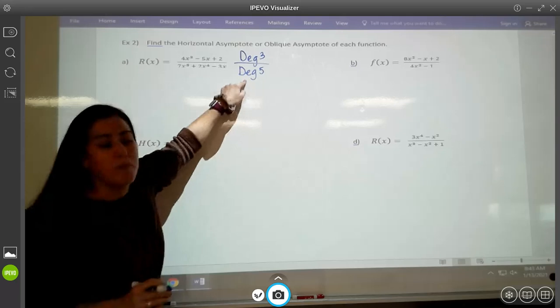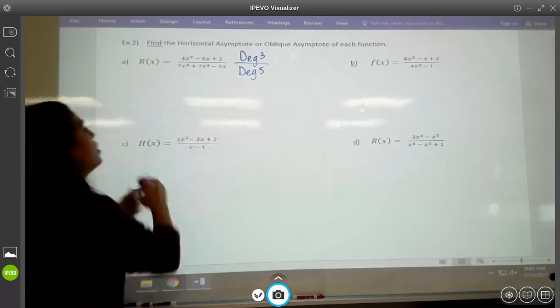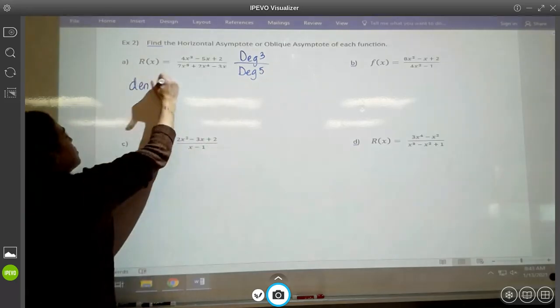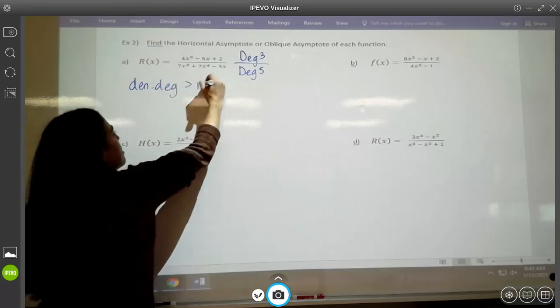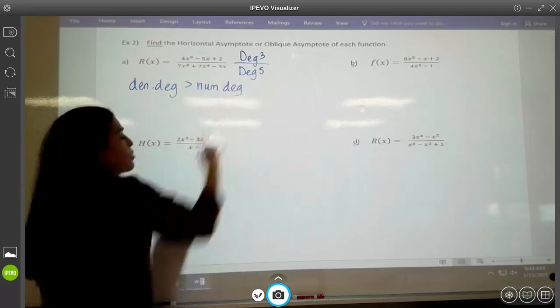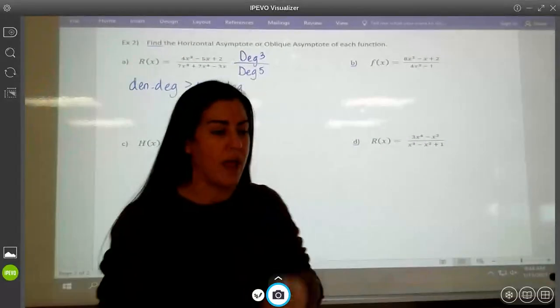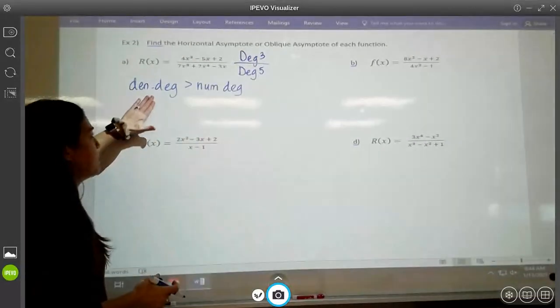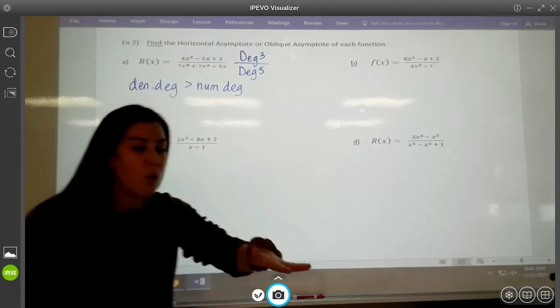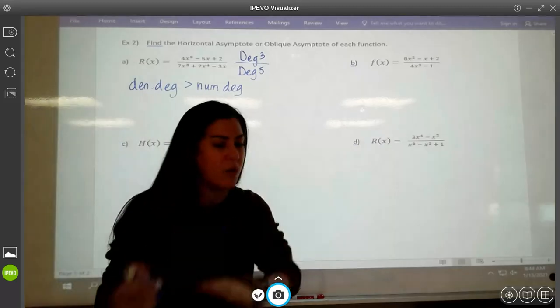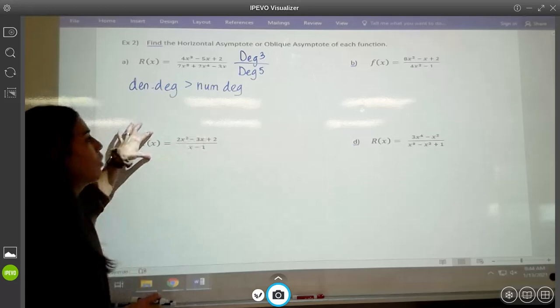So clearly the bottom degree is bigger. So we have the denominator degree is bigger than the numerator degree. So there's a rule that we have to follow as far as whether it has an HA or an OA. Well, guys, if the denominator's degree is bigger, it has an HA. There's no OA. They can't be both. It's either HA or OA. So this one has an HA according to the rules.